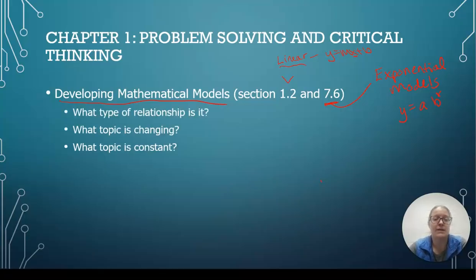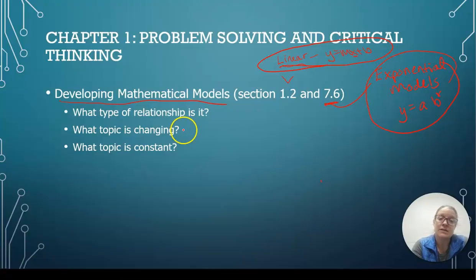But as you're working, these are the things that I want you to think about. First of all, what type of relationship is it? If the relationship has something that is changing by the same amount every single time, that's going to be a linear relationship. If the relationship is changing by an amount that is different each time, for what we do, that's going to be an exponential relationship. So start with asking yourself, what type of relationship is it?